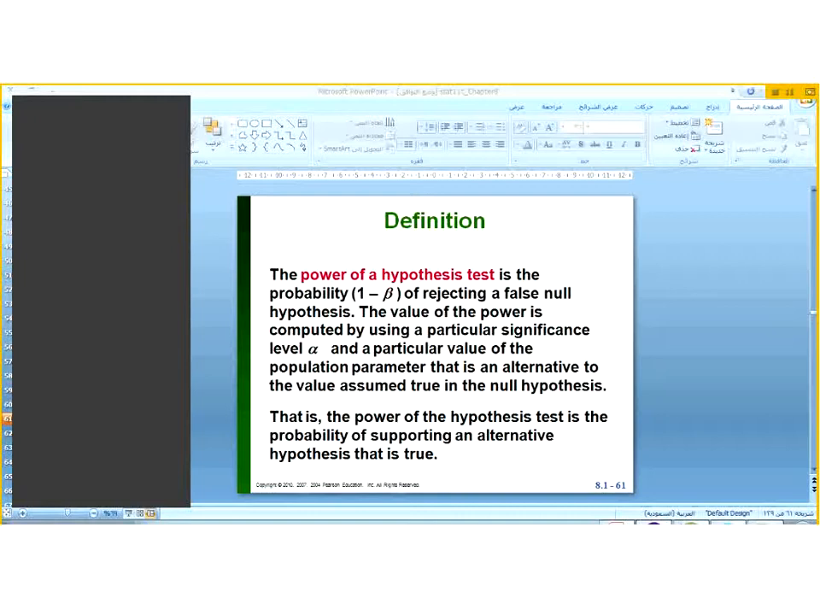اوكي. بيتا ايش كانت؟ كانت fail to reject H not when it is false، صح؟ So هنا وش بيكون قراري 1 ناقص بيتا؟ بيكون rejecting a false null hypothesis. So 1 ناقص بيتا is the power of test. It is a good decision. إذا أنا أخذت الباور of test هذا يعتبر good decision. رفضت H not لما هي خاطئة.